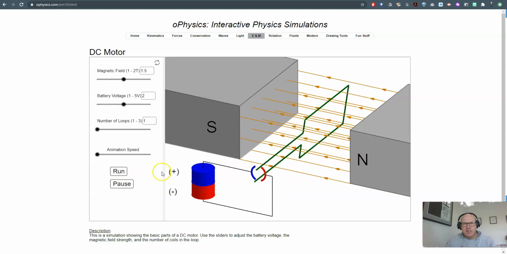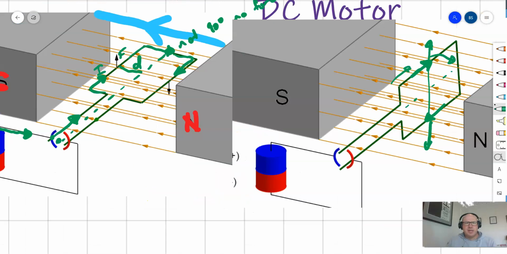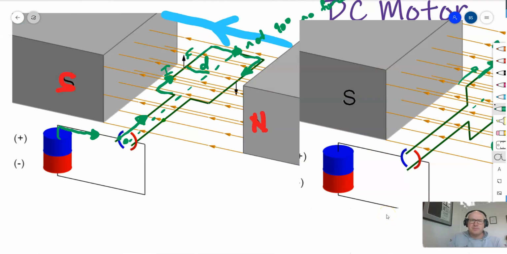Okay, so let's run it again. You see now we get to a point where the current has actually swapped the way around the wire. Now, why is that? Well, what's happened is as the coil got to the top, this side here, let's color it orange, this side here will move to the top, and so eventually it will be at the top, and then it goes over to the other side.